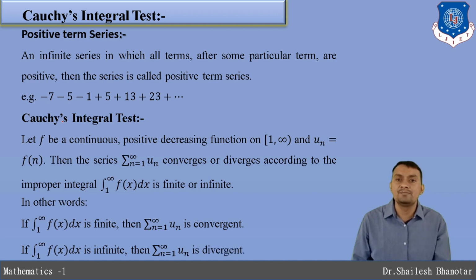Now the Cauchy integral test. What is the Cauchy integral test? Let f be a continuous, positive, decreasing function on this interval. That means on the given interval all the terms are in decreasing form. You should also remember that this condition is necessary. Then the series Σun will be convergent or divergent according to the improper integral from 1 to infinity of f(x) dx.